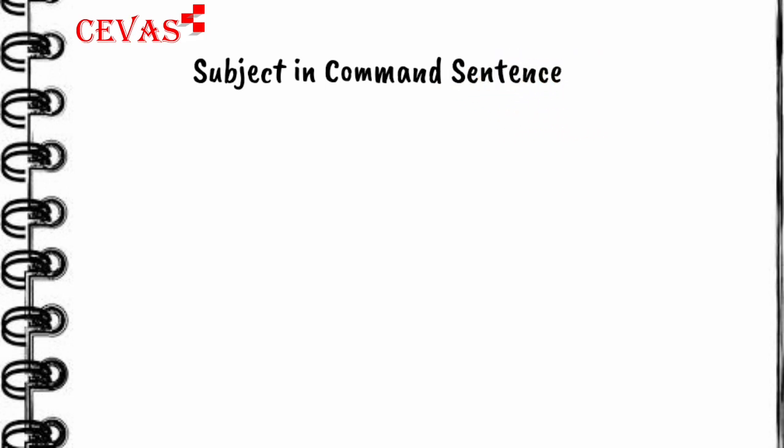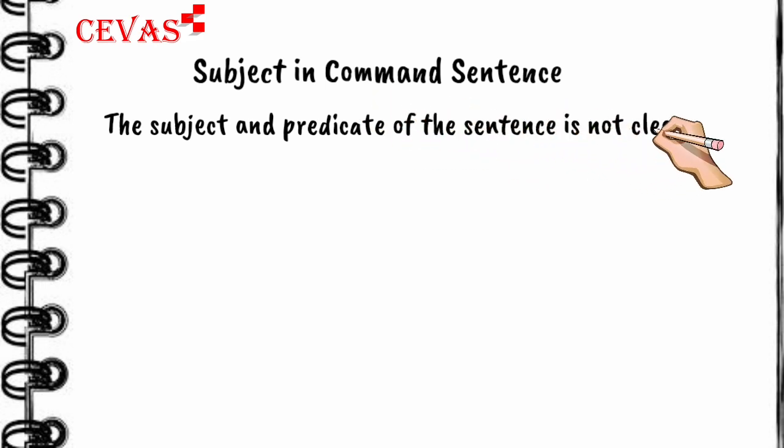Moving on, we will now explain an example of subject in command sentence. Let us keep in mind that not all subjects and predicates can be easily identified. Sometimes, the subject and predicate of a sentence are not clear. This is especially the case when you have a command like the example we have here.